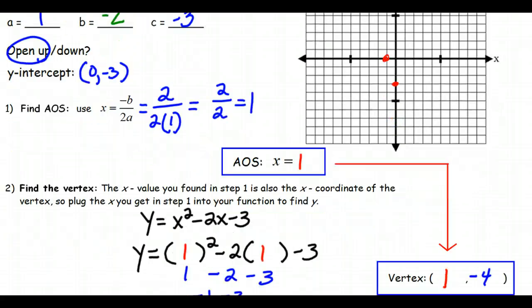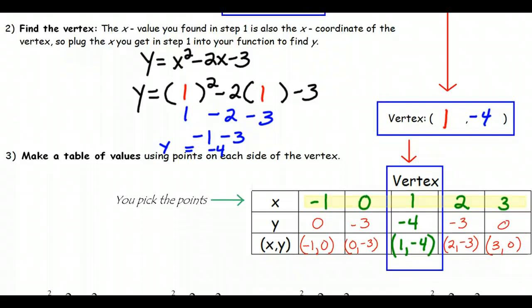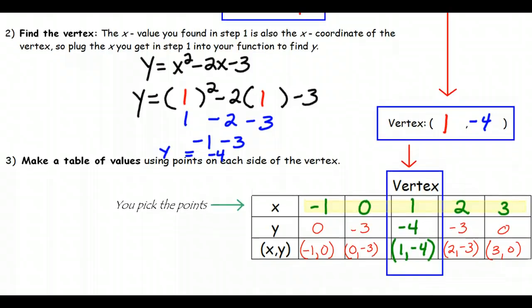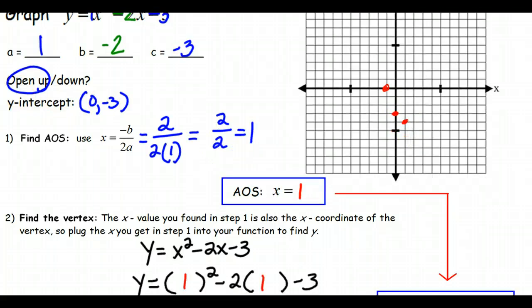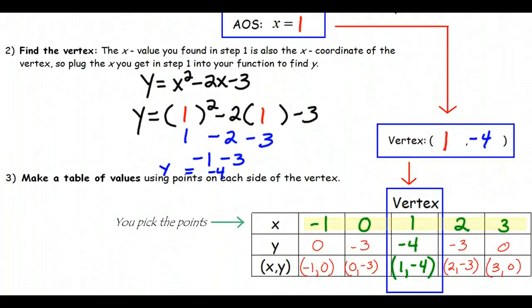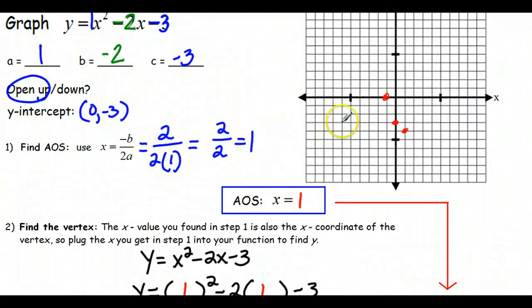My next ordered pair that I'm plotting happens to be the vertex, which is 1, negative 4. So now I'm going to go right 1, down 4. I'm going to continue going through my table. The next ordered pair we're going to graph is 2, negative 3. So we're going to go from our origin, right 2, down 3.